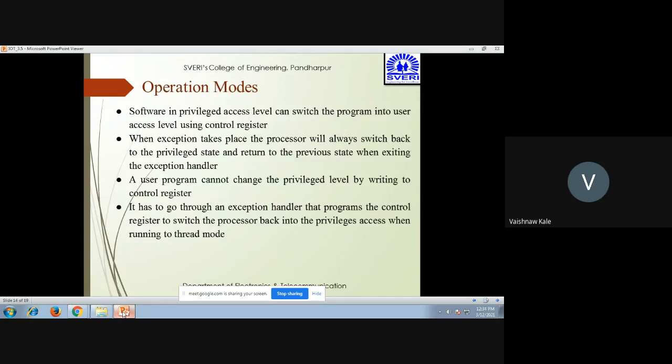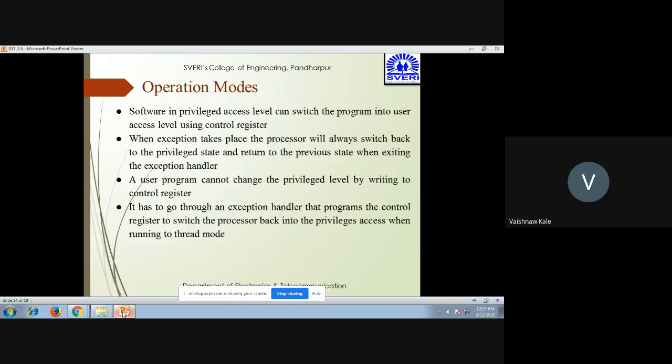Software at the privileged access level can switch the program into the user access level using the control register. So if you want to move from the privileged access level to the user access level, you can use the control register. When an exception takes place, the processor will always switch back to the privileged state, and return to the previous state when exiting the exception handler.